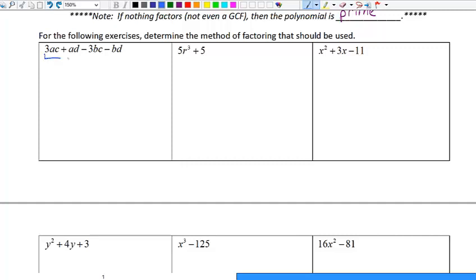So when I'm grouping, I'm going to take the first 2 and put them in a group, and then I'm going to put the last 2 in another group. I'm going to use 2 different colors. In the blue group in the front, I'm going to factor out a GCF.